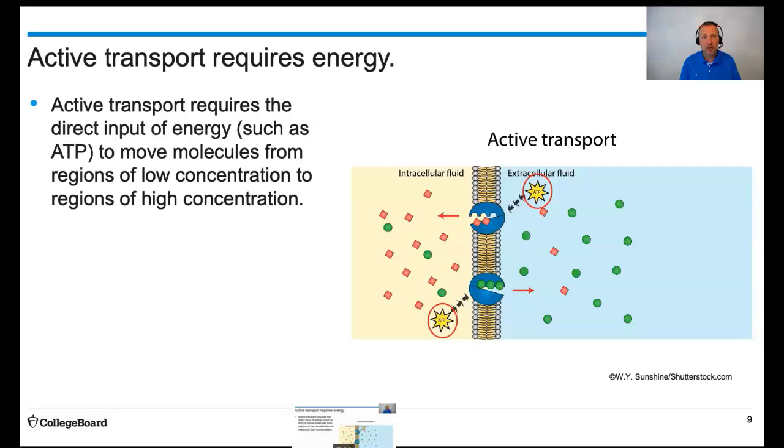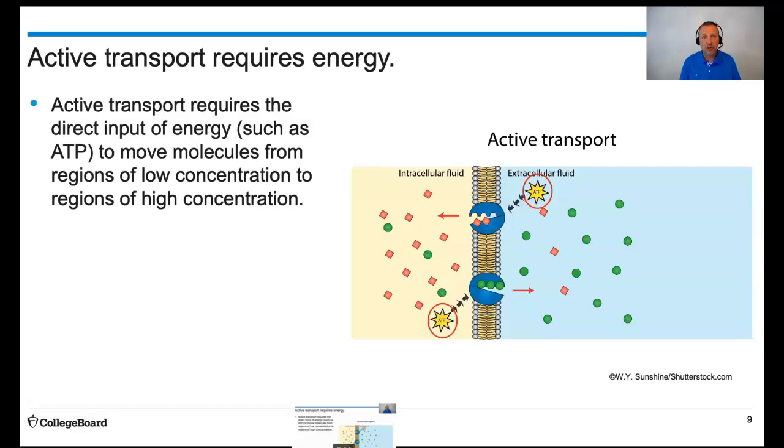Now, when we talk about active transport, what is the difference between active and passive? What's active doing that passive isn't? Yes. Against the concentration gradient. That means it's going from low uphill to high.